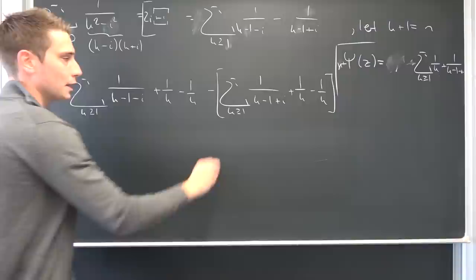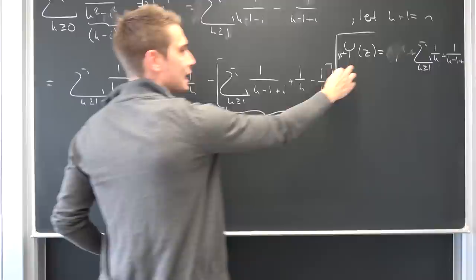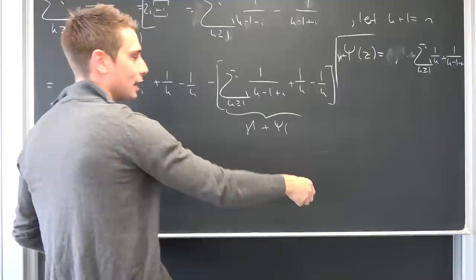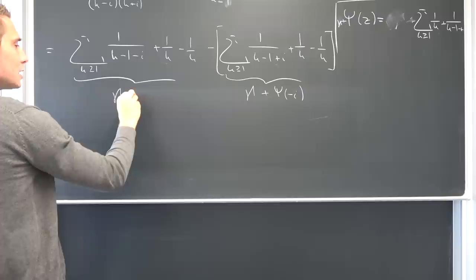Now, this thing right here is exactly our Euler-Mascheroni constant plus digamma of z, with negative z, meaning negative negative i, negative i right here. I hope you can see where this came from. And then we also have this thing right here. This first part is thus Euler-Mascheroni constant plus digamma of simply i this time.